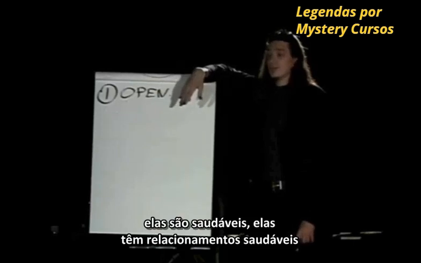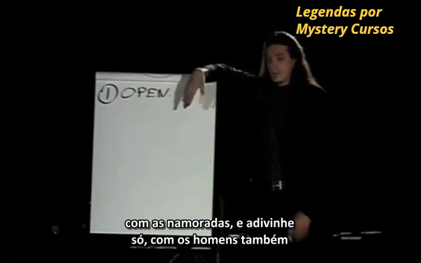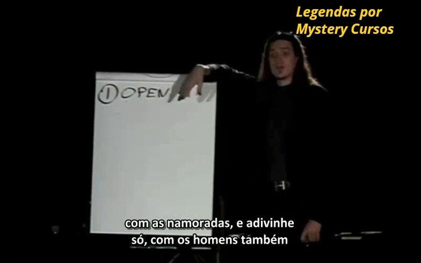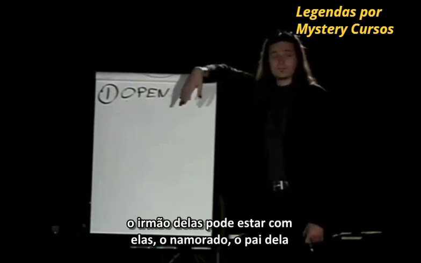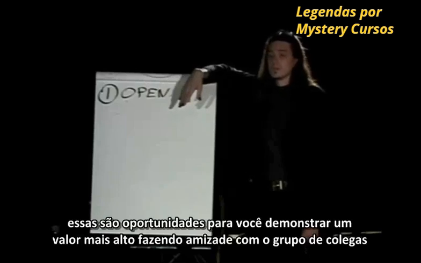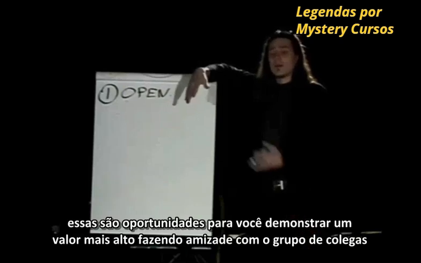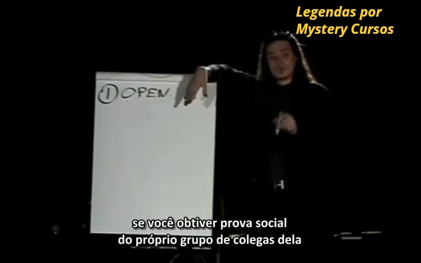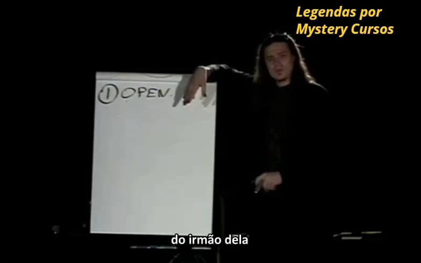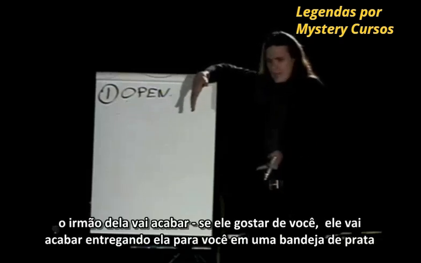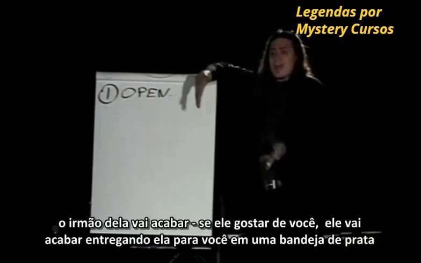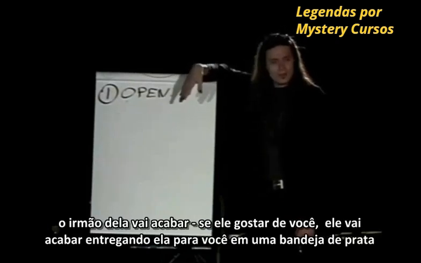They have healthy relationships with their girlfriends, and guess what? With men too. Their brother may be with them, their boyfriend, their father. These are opportunities for you to demonstrate a higher value by befriending the peer group. If you get social proof from her own peer group, from her brother, if he likes you, he'll end up handing her over to you on a silver platter.